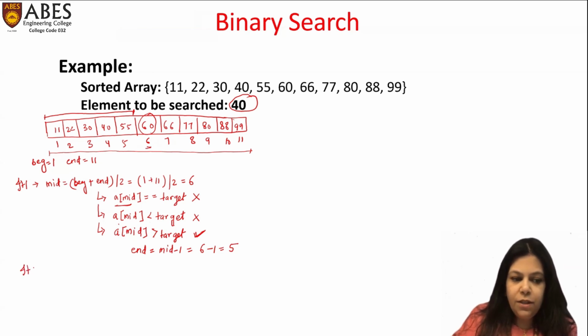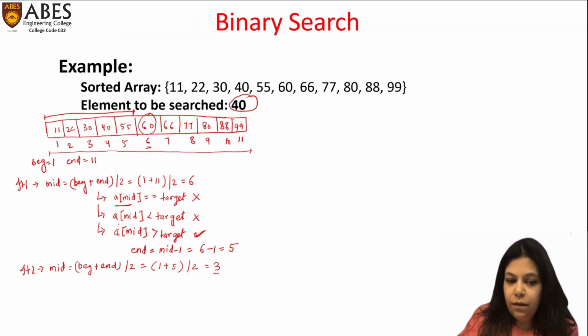So for the next iteration, that is iteration second, again we have to calculate the middle index with the same formula, beginning plus end by 2, but with the new values. Here, the value of beginning will remain the same, that is 1, but the value of end has been modified to 5, divided by 2, which will give us 3. Again, we have to check the 3 conditions, whether the element at index mid, that is index 3, is equal to target. No, because the element at index 3 now is 30.